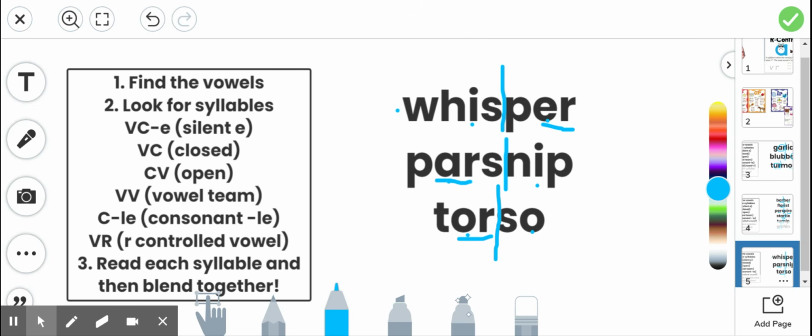Press the pause button on your device and try rereading these words on your own. Pause now. Let's reread them together. Whisper, parsnip, torso.